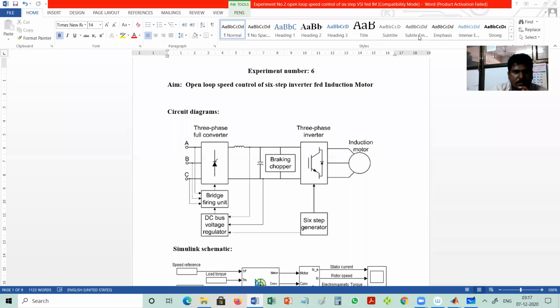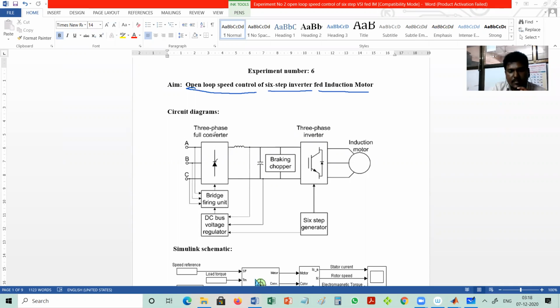Today we will be performing the sixth practical of the subject electrical drives. The aim of the experiment is open loop speed control of six-step inverter fed induction motor drive. Here we are using a six-step VSI to control the speed of the induction motor.